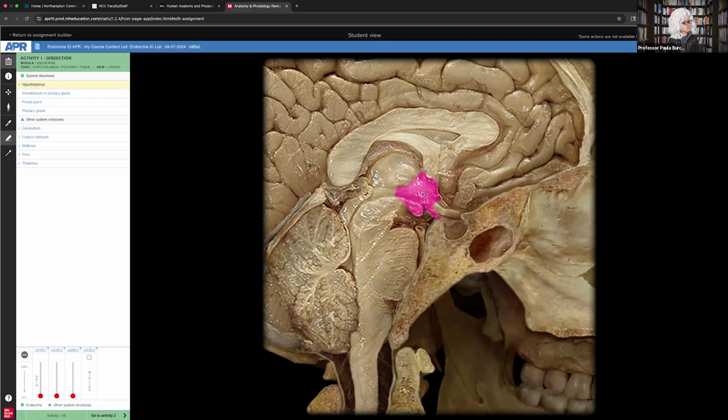Remember that the hypothalamus is in the diencephalon, and this is the diencephalon here. It is the most inferior part of the diencephalon, and it is going to control either directly or indirectly the activity of the pituitary gland. Recall that the pituitary gland is attached to the hypothalamus by a stalk called the infundibulum, which is right in here. So here's your hypothalamus again. There's the infundibulum, and here is your pituitary gland.